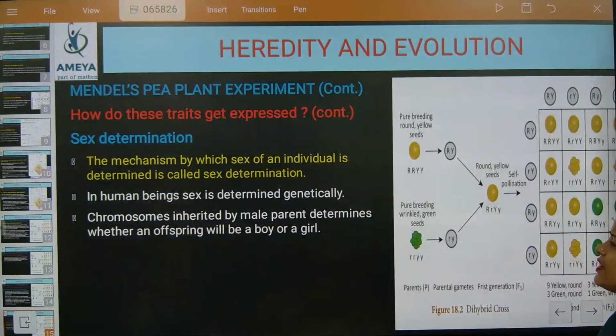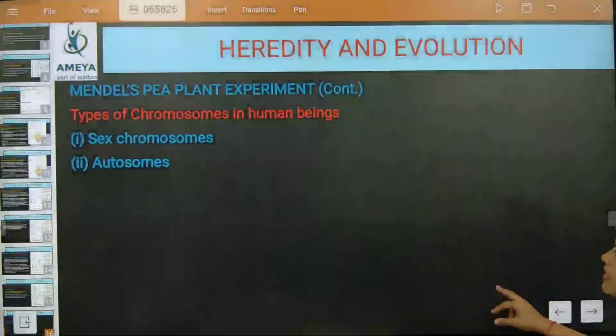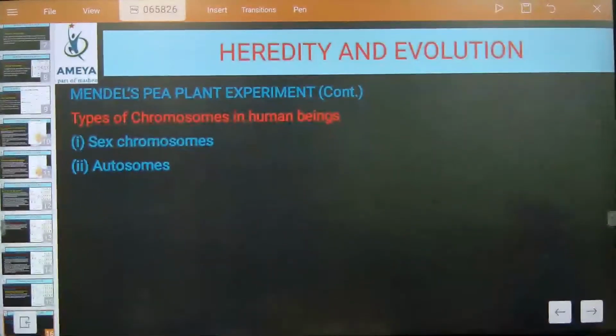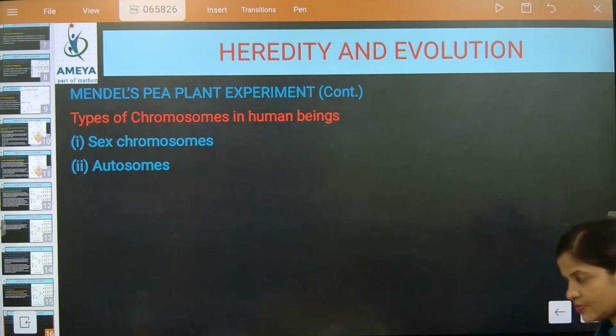The mechanism by which the sex of an individual is determined is called sex determination. It is determined genetically. The chromosome inherited from the male parent determines whether the offspring will be a boy or a girl. So it is totally determined by the male, not by the female.